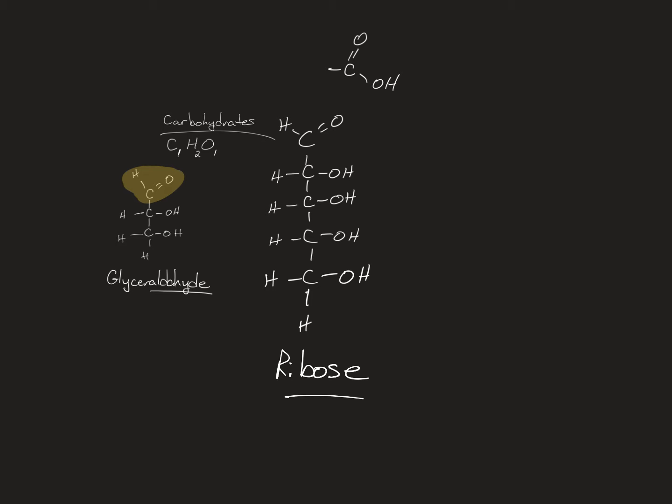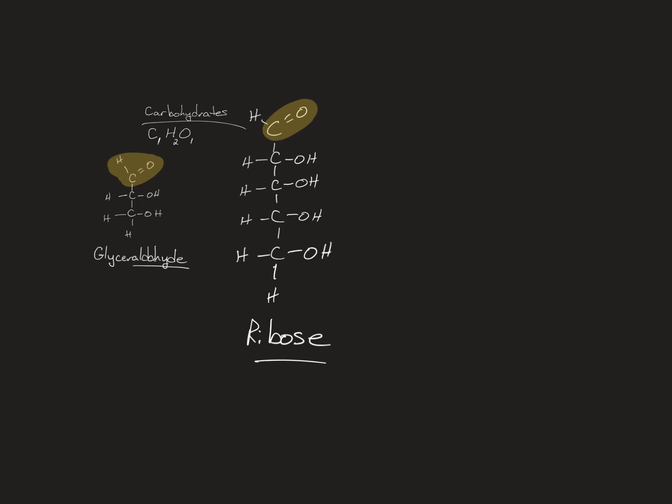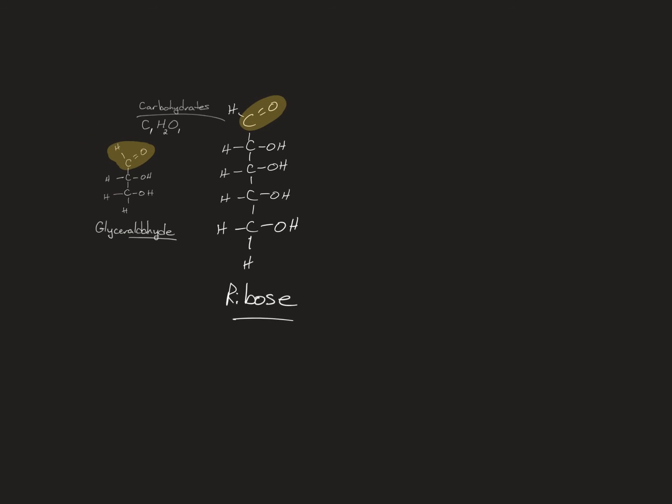Now, ribose also has this aldehyde group on it. We don't call it aldehyde. We just call it ribose. But it is one of those that has this aldehyde group on it. There's two types of sugars. Those that are aldehydes and those that have another group that we'll introduce in just a second.